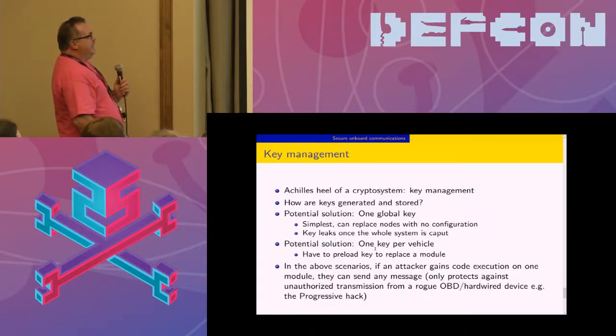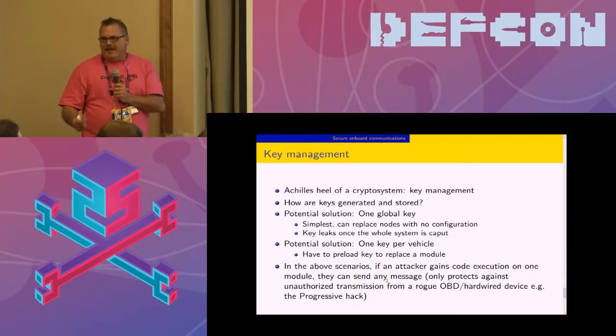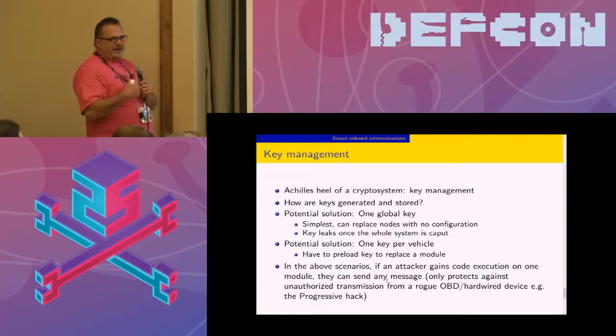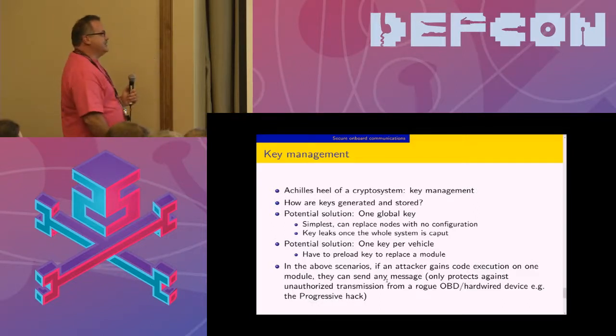So ultimately, if we have one global key or one key for the vehicle, as soon as we get on that vehicle with that key, and we gain code execution on one ECU, in most every case, whoever owns that ECU can now send any message they want. Because in CAN, every ECU has to be able to transmit. And if I can make it transmit, then I can make it transmit whatever I want, and I own the whole system.